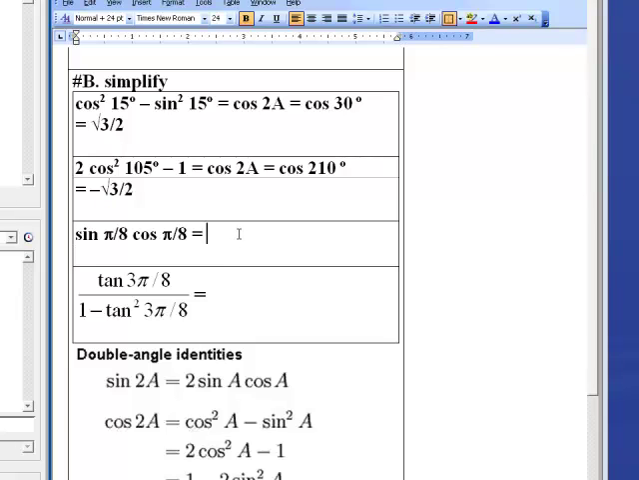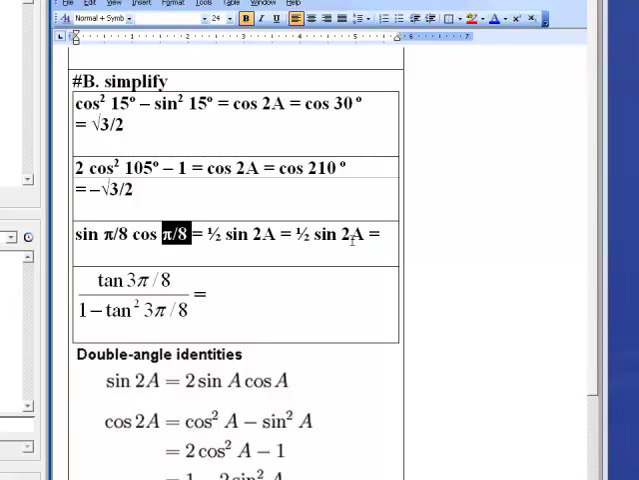Okay, sine pi over 8 cosine pi over 8. Well, I'll take the first double angle identity for the sine here, where it says sine A cosine A equals 1/2 sine 2A. Of course, I have to get this 2 to the other side. So it's going to be 1/2 sine 2A. This time I left the A. And then, of course, A is pi over 8. So I'm going to plug that one in.